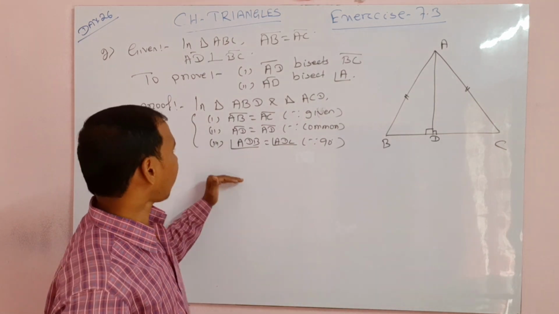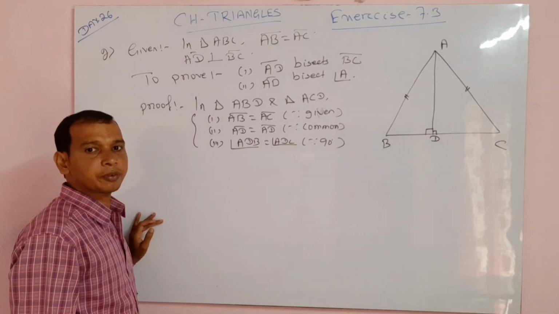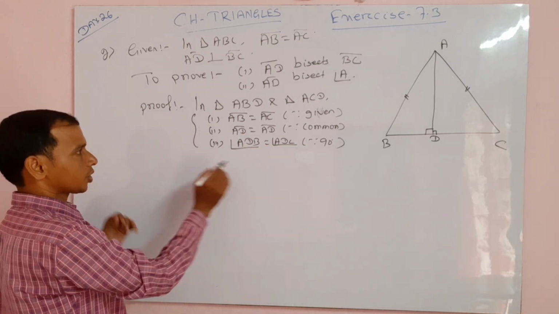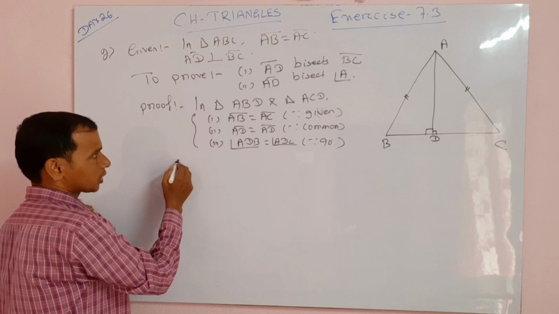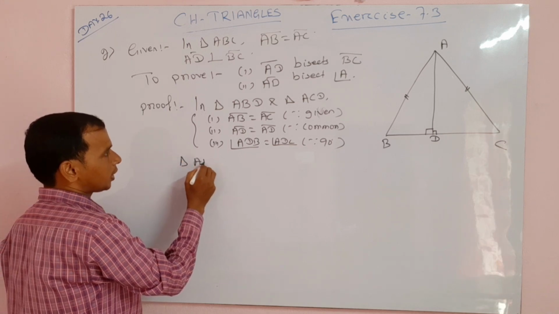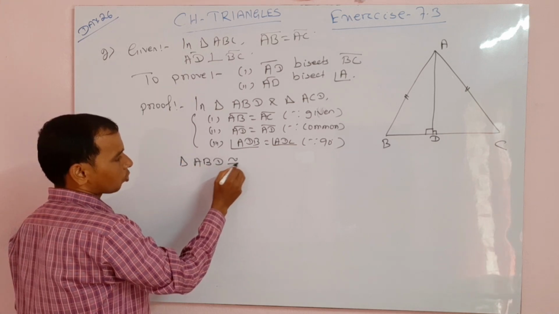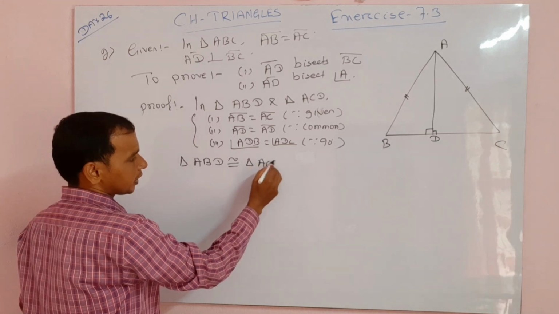So after finding this you write: hence triangle ABD is congruent with triangle ACD.